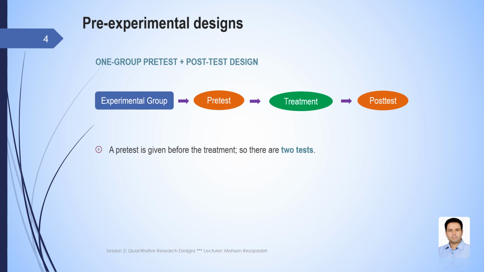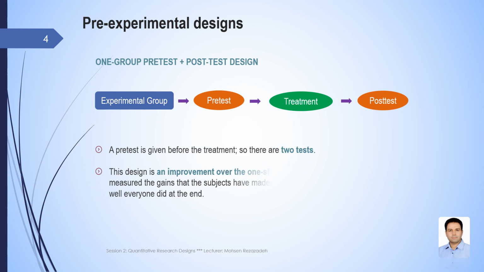Then results of the pre-test and the post-test are compared to see if the hoped for change has occurred. The design is an improvement over the one-shot case study because you have measured the gains that the subjects have made rather than just looking at how well everyone did at the end. However, interpreting the pre-test and post-test difference should be done with caution, since you cannot be sure that the differences in the pre-test and post-test are causally related to the treatment. It can be related to something else.